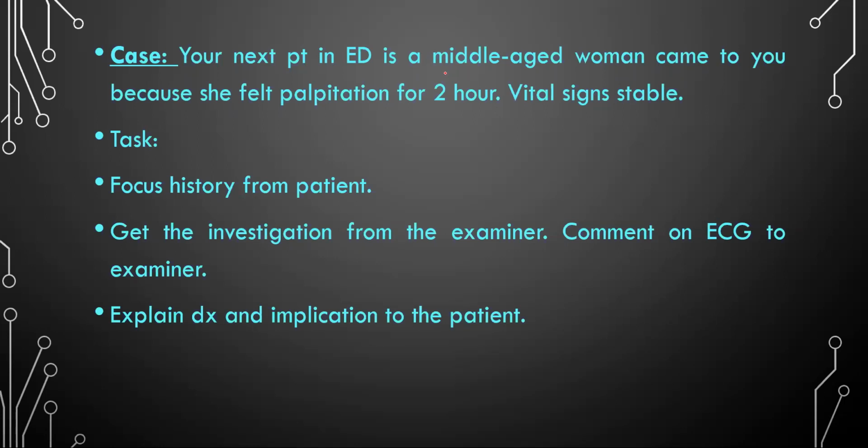Okay, and what is very important for a middle-aged woman who is having palpitation? Menstrual history. Yes, because this patient might be in a perimenopausal phase. We don't know that, right? So you have to ask menstrual history. So that's about the history.